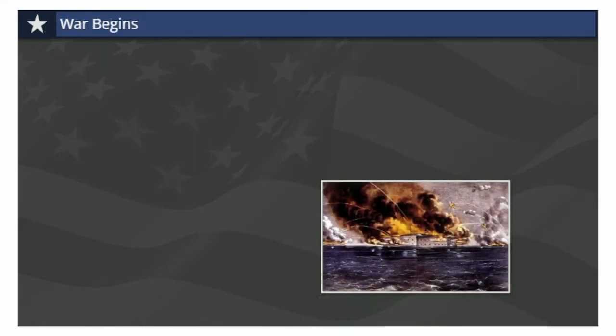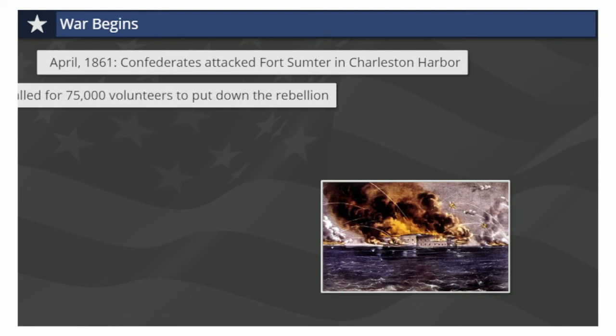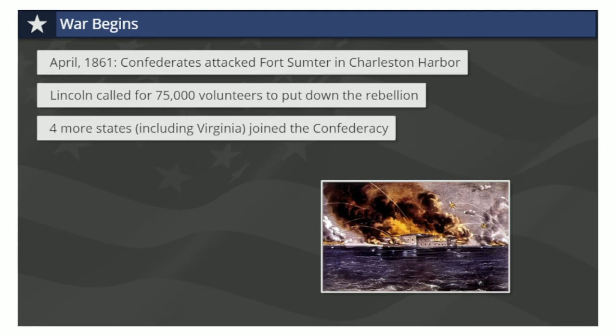President Lincoln didn't have to wait long for war to begin. Just a month after his inauguration, in April 1861, Confederate forces in South Carolina attacked Fort Sumter in Charleston Harbor. The president could not ignore this attack on the U.S. Army. He called for 75,000 volunteers to form a Union army to put down the Southern Rebellion. In response, 4 more states, including Virginia, the most populous and important state in the South, joined the Confederacy. The Civil War had begun.